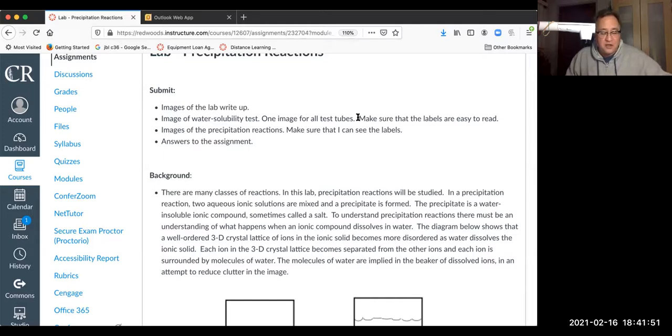I want images of all the precipitation reactions. So what I mean by images of the precipitation reactions, I want to see the test tubes with precipitate in them. If you mix 2 test tubes together and nothing happens, then that is not a reaction. And then I want the answers to the assignment. So let's go through the background very quickly here.